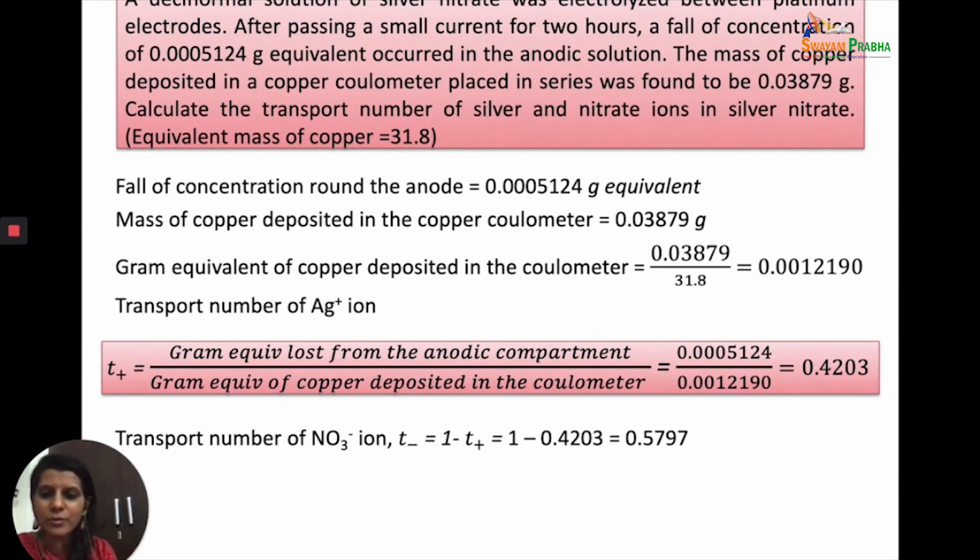So if I want to find out the transport number, it is gram equivalent lost from the anodic compartment upon gram equivalent of copper deposited in the coulometer. We are given the gram equivalent lost from the anodic compartment. We have calculated the value of gram equivalent of copper deposited in the coulometer, and we get the value of transport number. This transport number can then be used to calculate the transport number of the anion, which will be equal to 1 minus the transport number of the cation, and therefore this value. So this way you can find out the transport number using Hittorf's method.